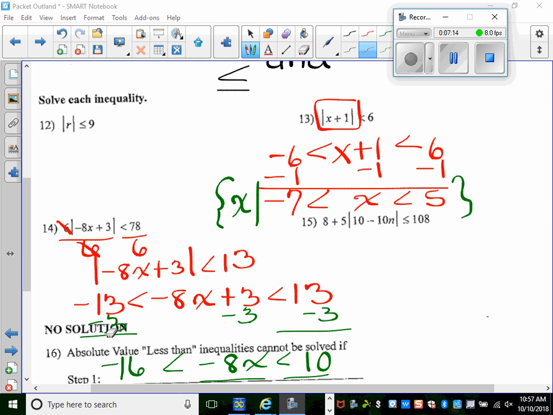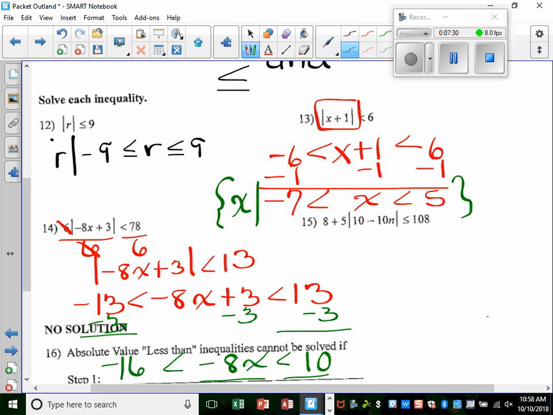All right, so if we go back up to number 12, very easy because the bars are already isolated. And so all I have to do is just say, to write it as a compound inequality, negative 9 is less than or equal to r, which is less than or equal to positive 9. Put it in set builder. Okay, so there was really nothing else to do to that, except for just put it as negative 9, positive 9. We didn't have to isolate anything or solve. All right, let's go ahead on to number 15.